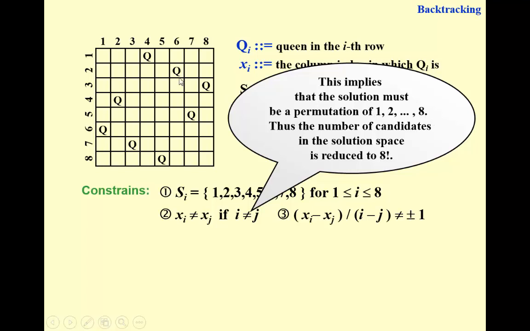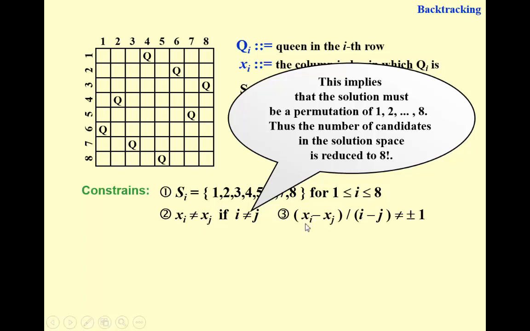So for example, if the first queen occupies the fourth column, then the rest of the queens will only have 7 possible places to go. 4 is no longer included, right? Once we place the next queen in this column, then the rest of the queens will only have like 6 options, and so on and so forth. And therefore, this is no longer 8 to the power 8. This is actually 8 factorial. So in general, if this is not 8 by 8, but n by n, that will be n factorial. Still quite bad, but much better than n to the power n at least.